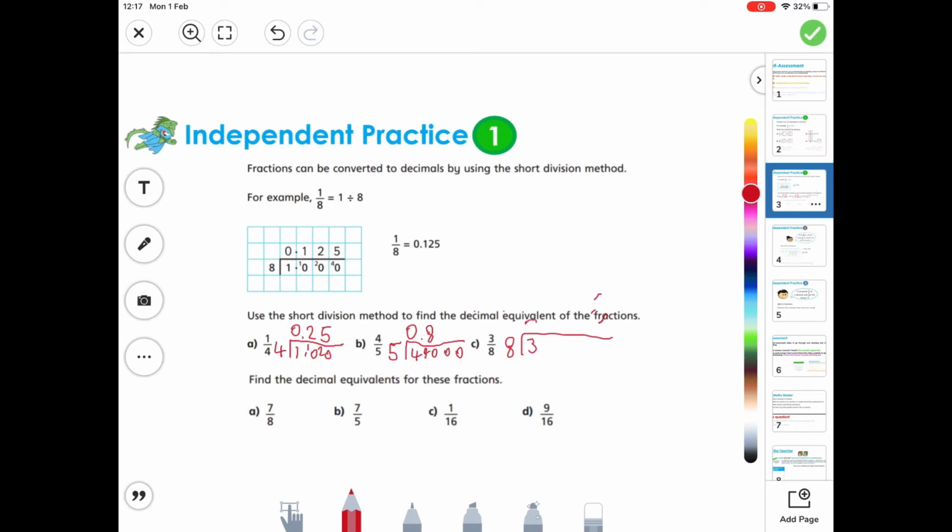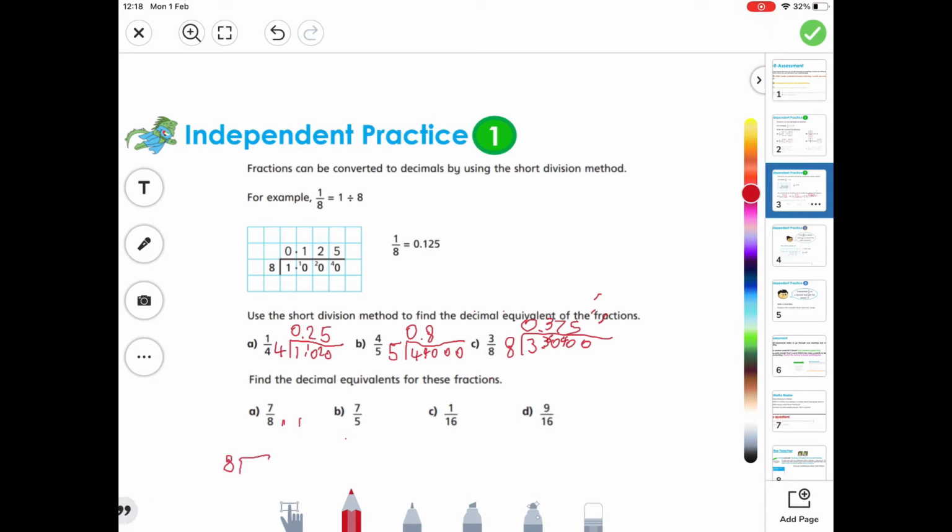How many 8s go into 3? 0. Put the decimal points in. How many 8s in 30? That's 3 with a remainder of 6. How many 8s in 60 is 7 with a remainder of 4. And how many 8s in 40 is 5. So that's 0.375. It's a bit messy, I apologise, but that's what it is.